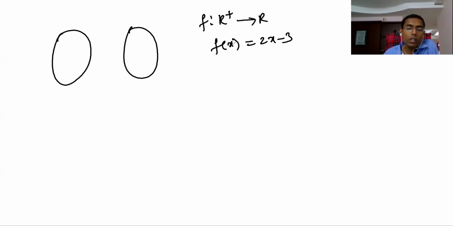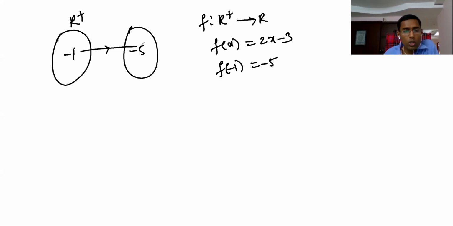If you take x equal to 1, you get f(1) = -2... if you take x equal to 1, then minus 5 you get. Here minus 5 is in the codomain, so the pre-image of minus 5 is minus 2, which is not there in R+. This is not possible. So every element in the codomain should have a pre-image, but minus 5 doesn't have a pre-image.